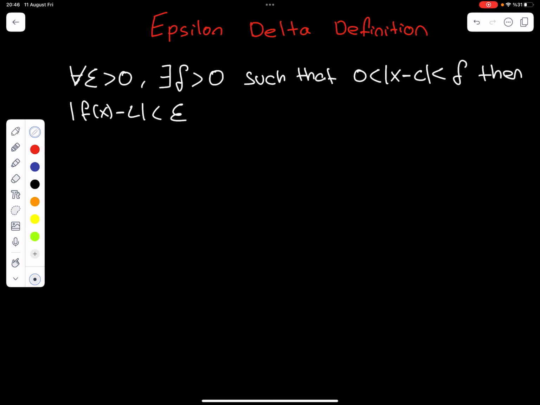And here you will ask me what is c, what is L, so let's write this. Now the limit as x approaches c of f(x) equals L. So the c here is this, and the L here is this, and this is this.